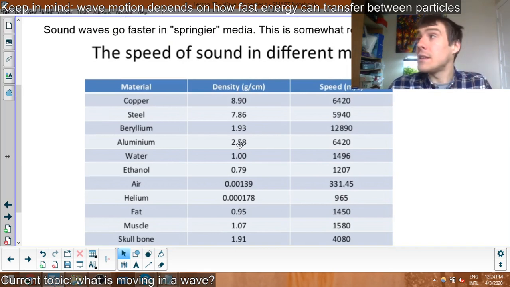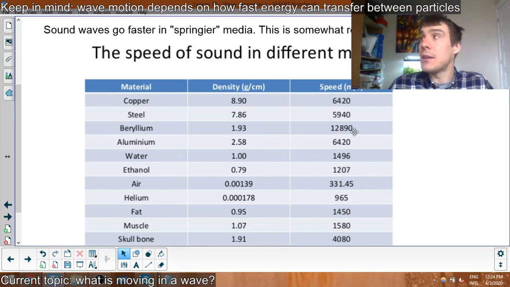And they've actually got the densities here. You can see that aluminum is maybe 3 times less dense than steel, and it's got a faster speed of sound, which is pretty interesting. And beryllium has a very, very fast speed of sound. It's got a very fast return of energy, and it's even a lower density than aluminum.